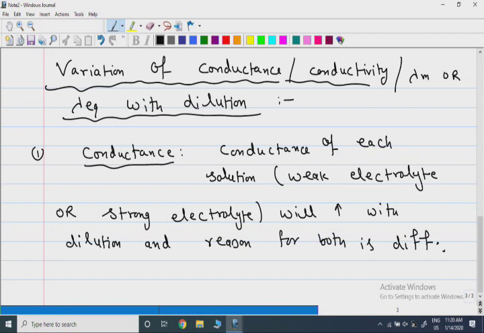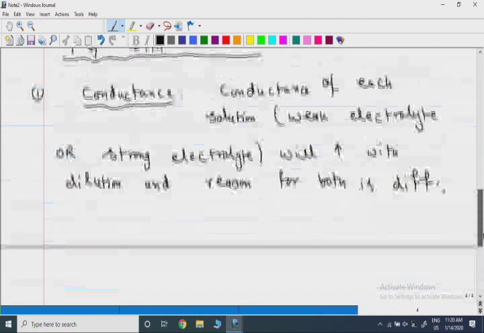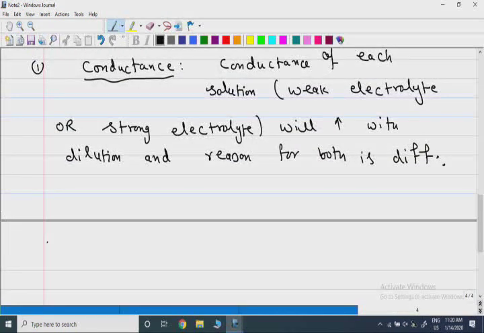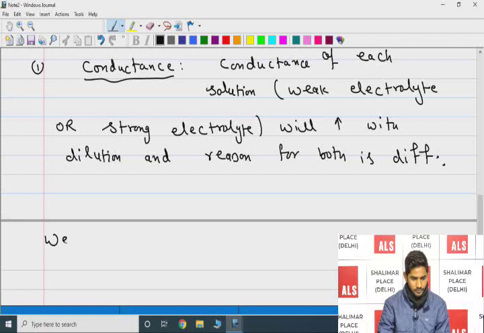Done? Okay guys, so now just look at your screen. No need to copy anything now. First part is for the weak electrolytes.